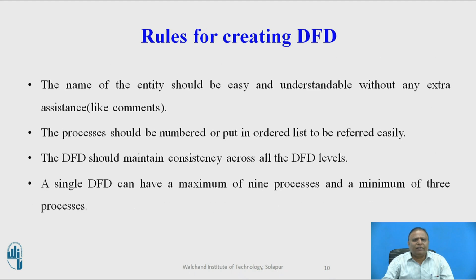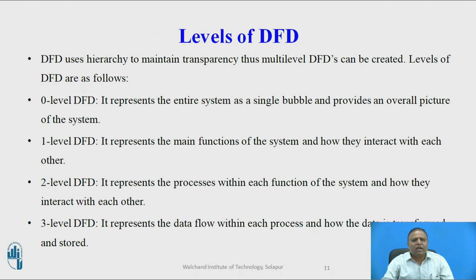Rules for creating DFD. The name of the entity should be easy and understandable without any extra assistance. The processes should be numbered or put in an ordered list to be referred to easily. The DFD should maintain consistency across all the DFD levels. A single DFD can have a maximum of 9 processes and a minimum of 3 processes. Levels of DFD.